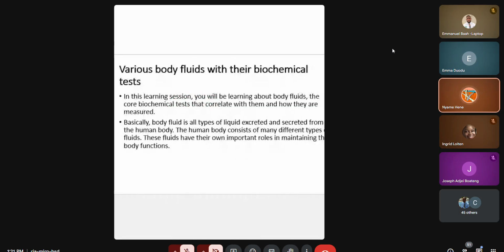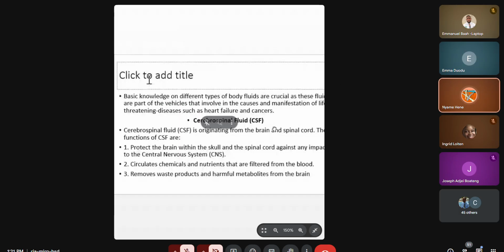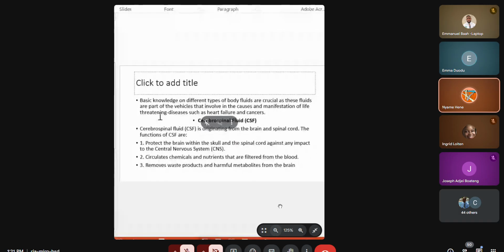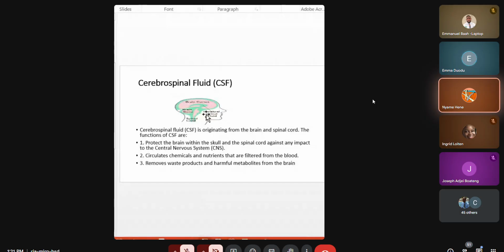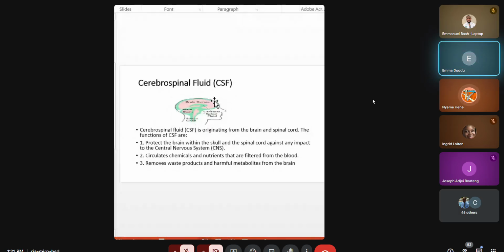So let's look at cerebrospinal fluid, CSF. This is a picture of it. When we talk about cerebrospinal fluid, we are talking about the fluid that surrounds the brain. It is that fluid that helps to reduce tension.